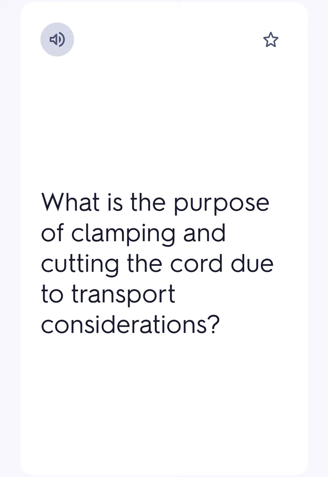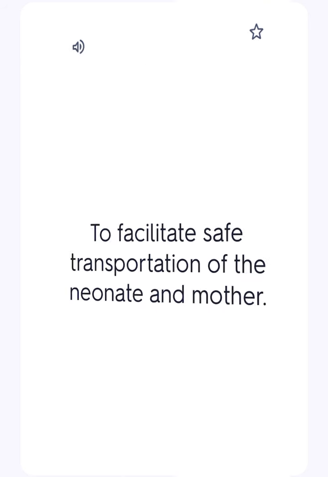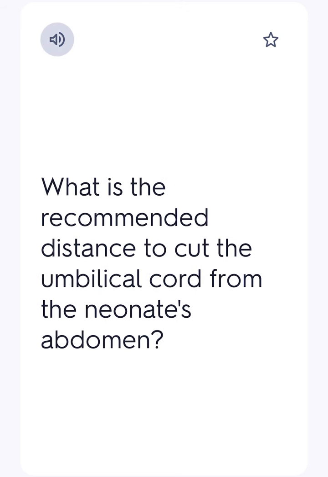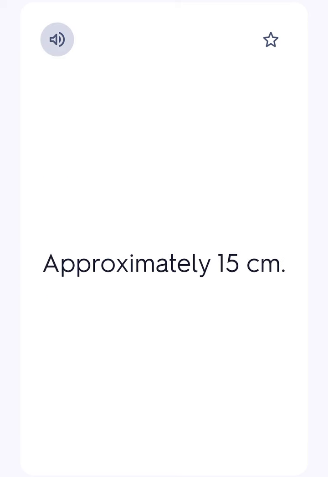What is the purpose of clamping and cutting the cord due to transport considerations? To facilitate safe transportation of the neonate and mother. What is the recommended distance to cut the umbilical cord from the neonate's abdomen? Approximately 15 centimeters.